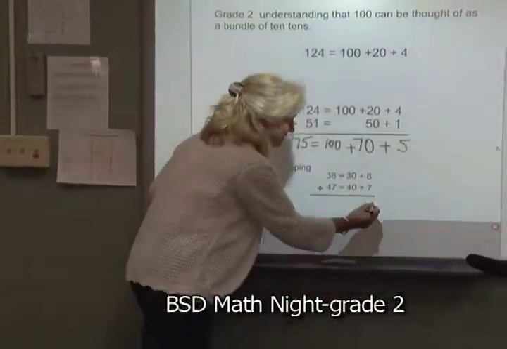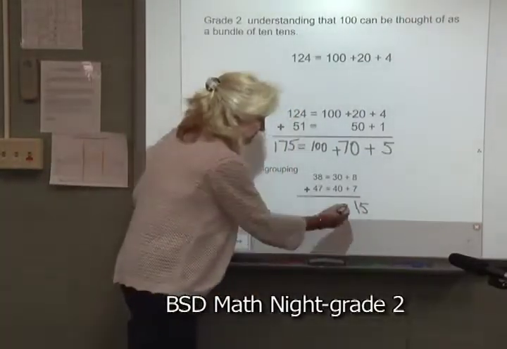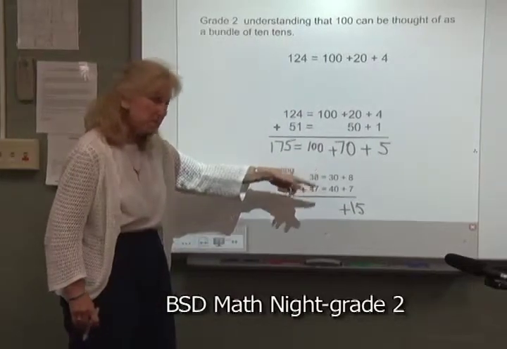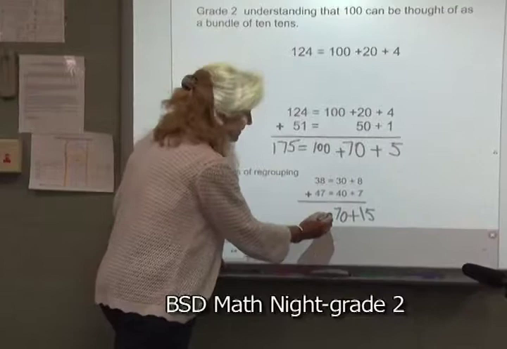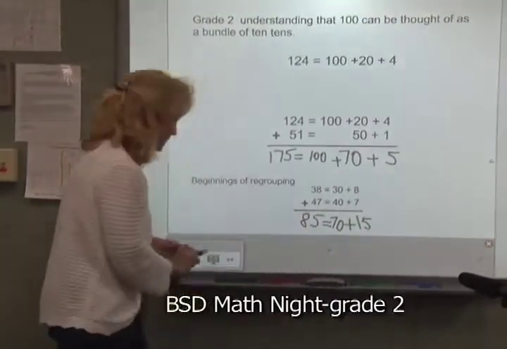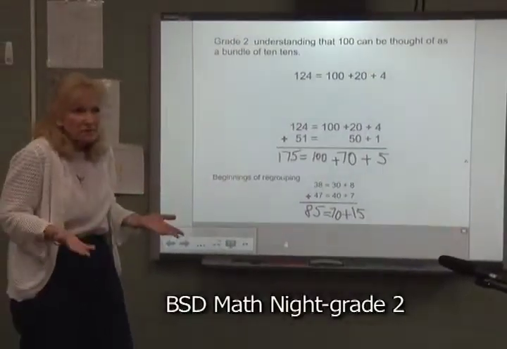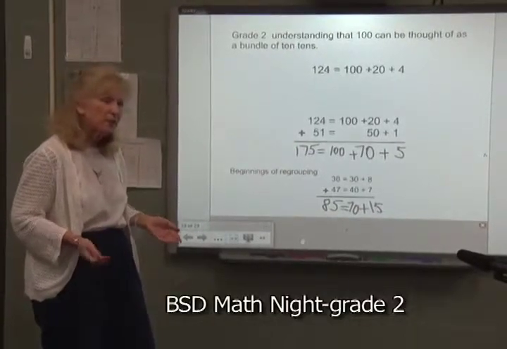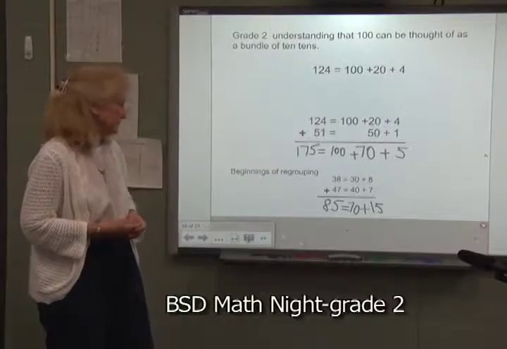8 and 7 is 15. 15 ones. 30 and 40, 3 tens and 4 tens is 7 tens, which is 70. 70 and 15 is 85. That's the concept behind the regrouping that we do as a procedure. Adults take procedures for granted. We're building understanding in our young learners.